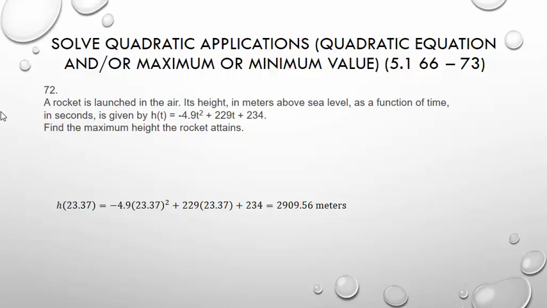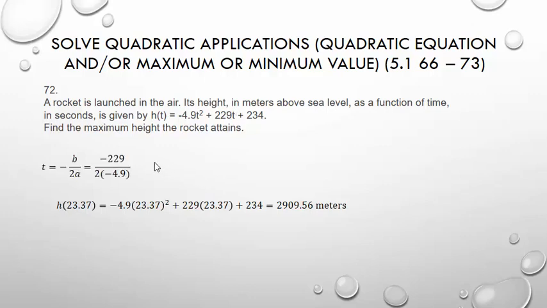So we have a rocket launched into the air. Its height in meters above sea level as a function of time in seconds is given by this quadratic equation. H of t for the height at time t is negative 4.9 t squared plus 229 t plus 234. Find the maximum height the rocket obtains. So that's a parabola opening down. The vertex is the max.